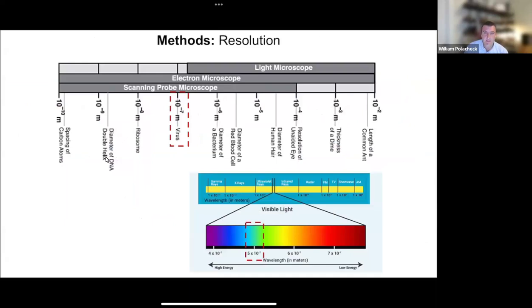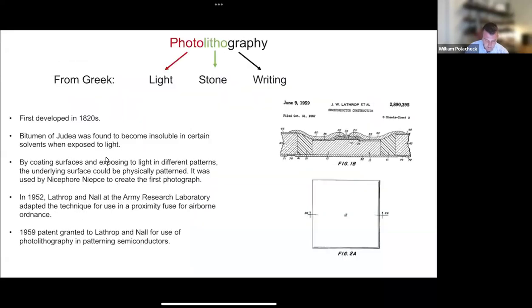So photolithography is the process by which we pattern materials in order to make structures that are smaller than 50 microns in diameter. This process is called photolithography. It's been around for a long time. The name is somewhat self-explanatory, but it comes from the idea of using light to write on stone or a really stiff material. It was first developed in the 1820s, and lots of people made a lot of money very quickly off of photolithography in order to generate the first photographs, but also printing presses at the time.